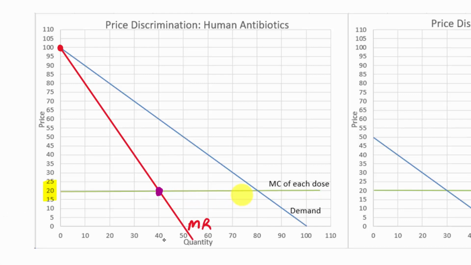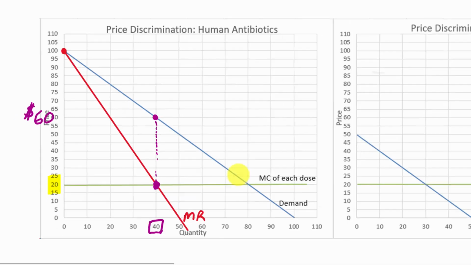So the quantity they would want to produce would be 40 units. And then they look up at the demand curve to see what's the highest price I could charge for these 40 million doses of this antibiotic. And it looks like it's $60 per dose over here. Now here's the interesting thing. This monopolist could probably make a lot of profit by doing this.